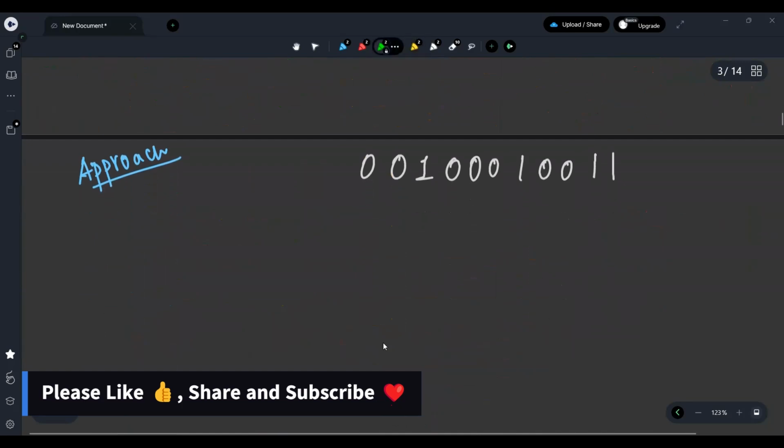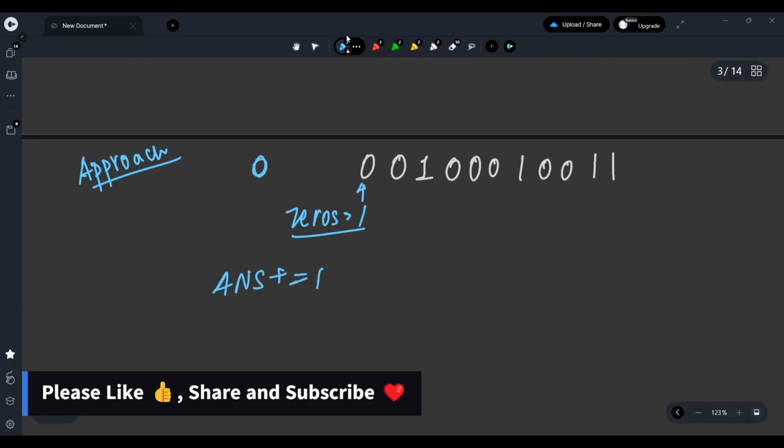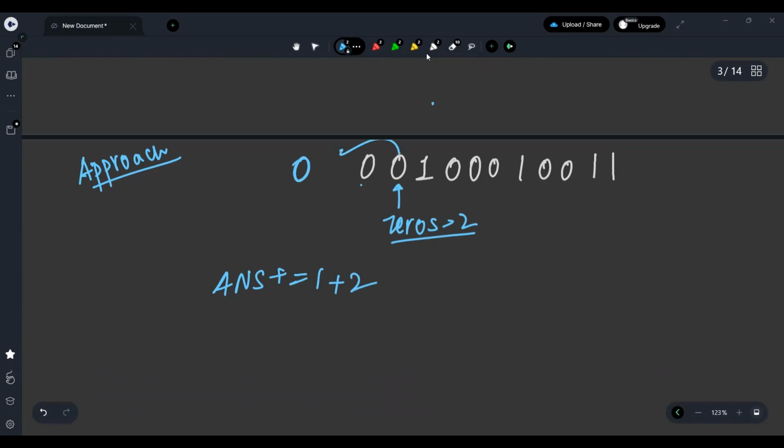Let us understand better with an approach. So here is the approach which is based on the intuition. Here, the number of zeros is 1. So the answer will be added with 1 because it can contribute to 0. Now, next time, the number of zeros was 1, and in the next iteration, zeros will be 2. So the answer will be 1 plus 2. Why? Because this 0 and this 0, these two zeros, both can contribute to the 7.